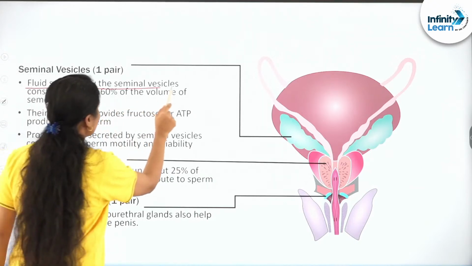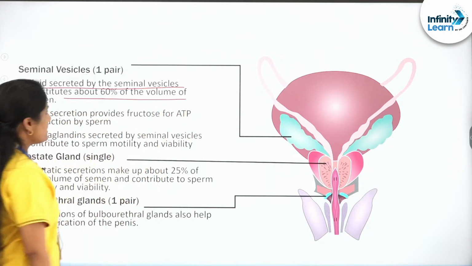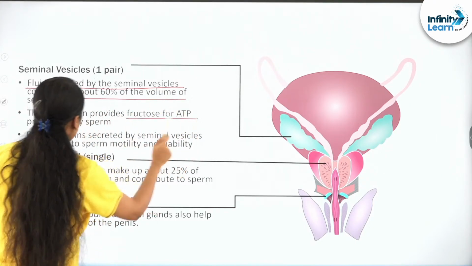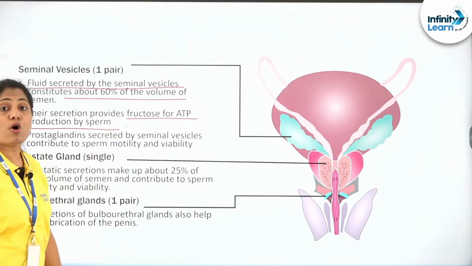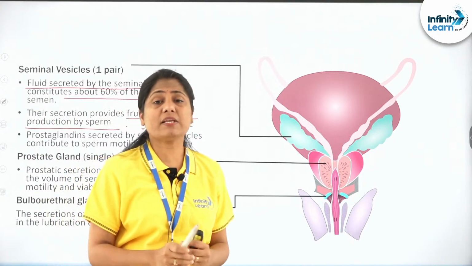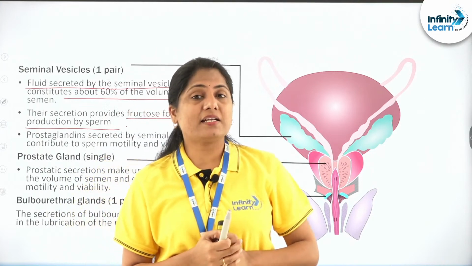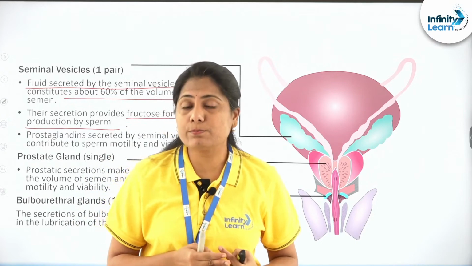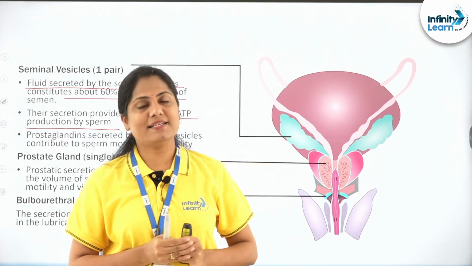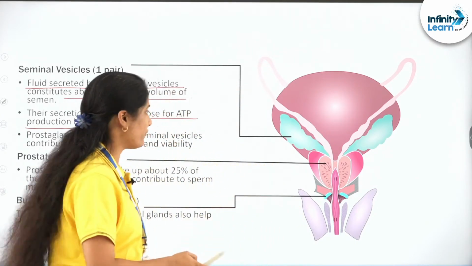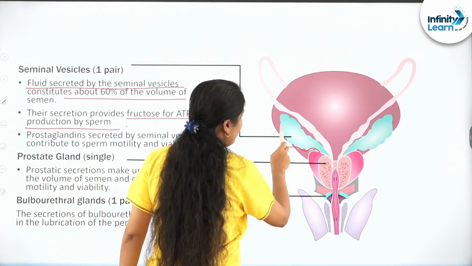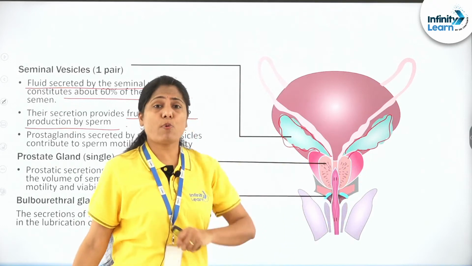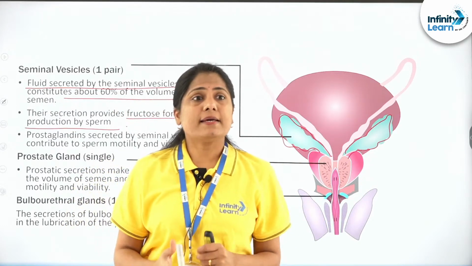The fluid secreted by seminal vesicles is about 60% of it. It is providing fructose for ATP production of the sperm. Recall your NCERT statement, fructose, certain enzymes, calcium, all these are present in the semen, right? Where is that fructose coming from? These seminal vesicles, these are the ones which are providing the fructose. Very, very important practically also, right?